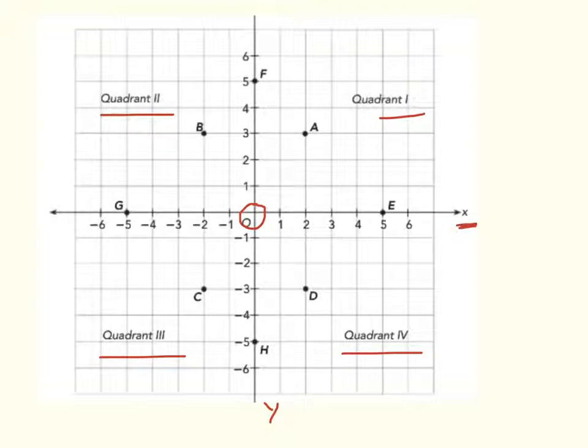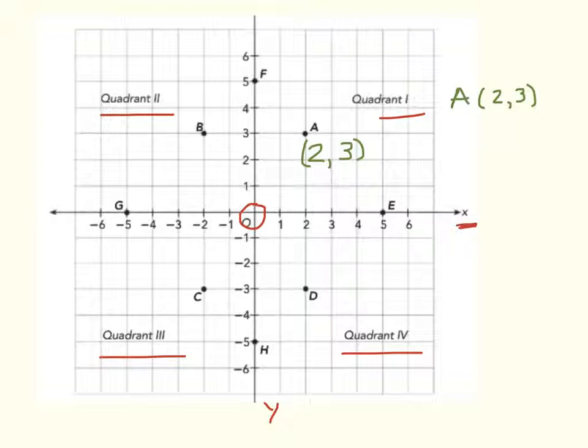Point A is in Quadrant 1. Point A is 2 units to the right of the origin, so its x-coordinate is 2. It is 3 units up from the origin, so its y-coordinate is 3. The coordinates of A are (2, 3), which is also called an ordered pair. If we wanted to write the location of A, we would simply write A(2, 3). That represents the location of A.